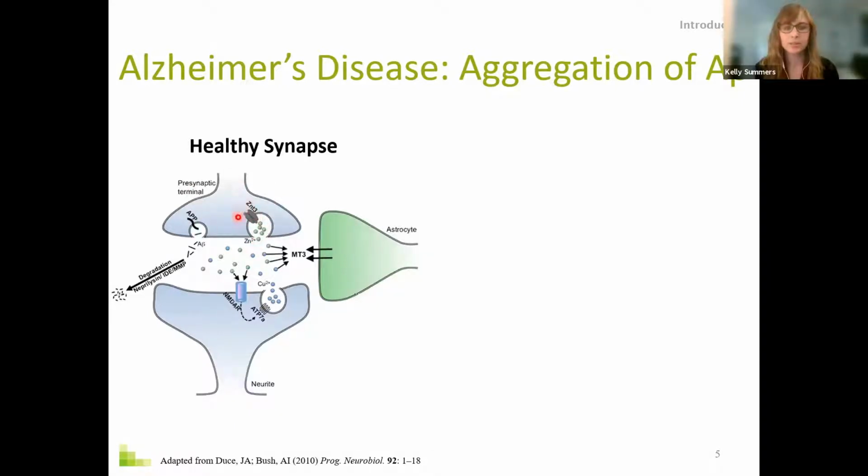And typically as part of the signal, metal ions such as zinc and copper are released within this synapse. And these create a number of different signals. Any excess zinc or copper is typically stored in proteins like metallothionein. They also go on to signal within the cell. Amyloid beta can be present in the synapse, but under normal conditions, any A beta peptide is degraded.